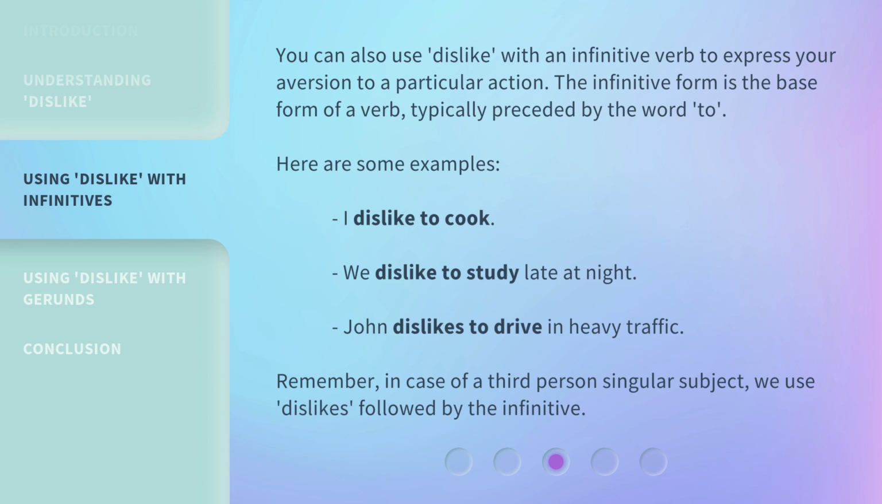Here are some examples. I dislike to cook. We dislike to study late at night. John dislikes to drive in heavy traffic. Remember, in case of a third-person singular subject, we use dislikes, followed by the infinitive.